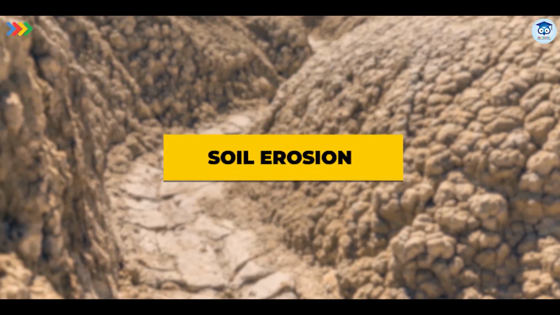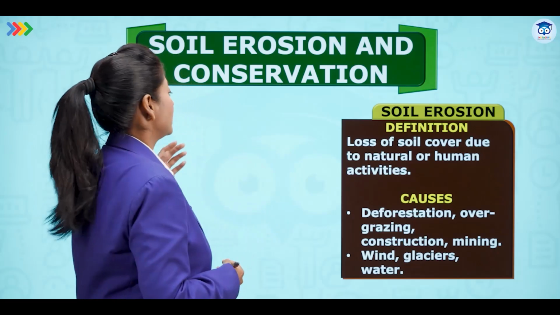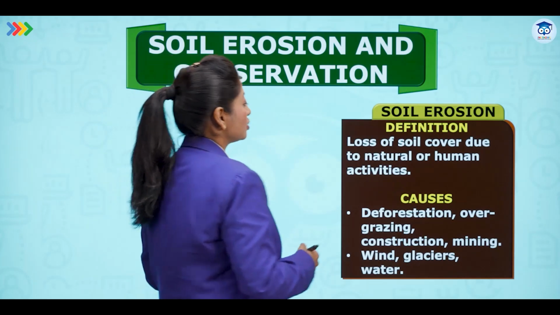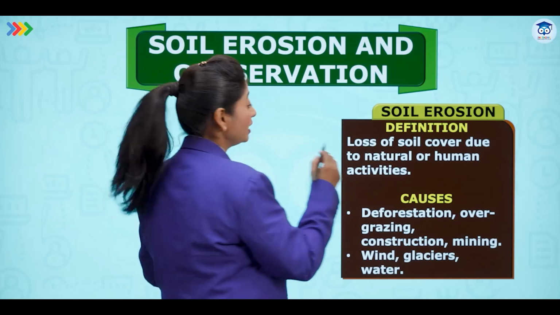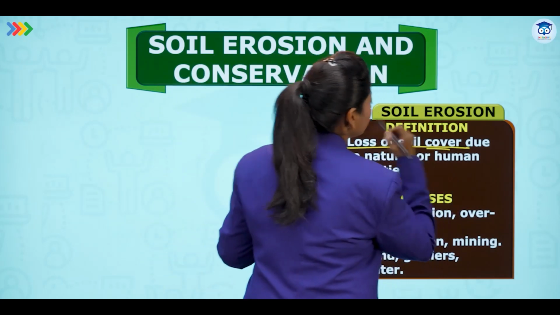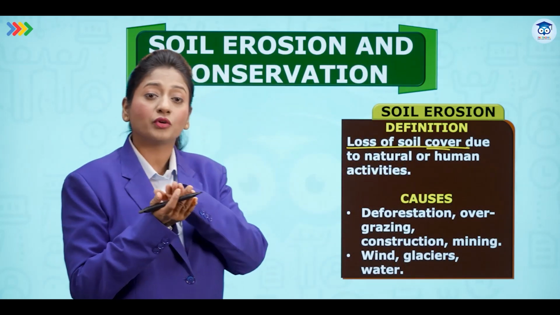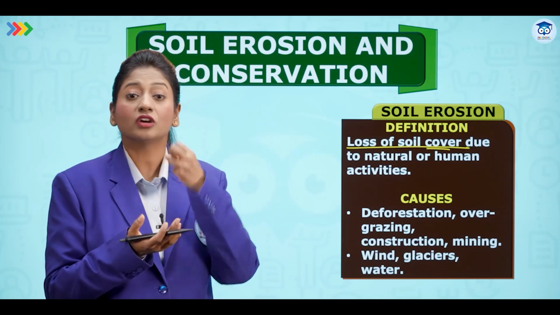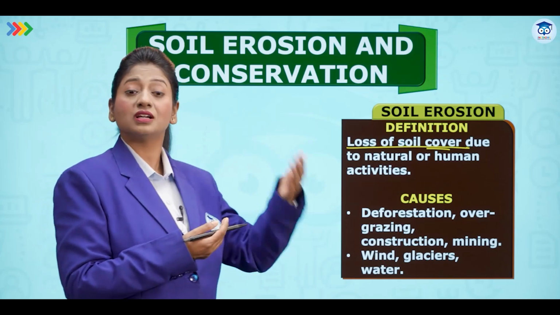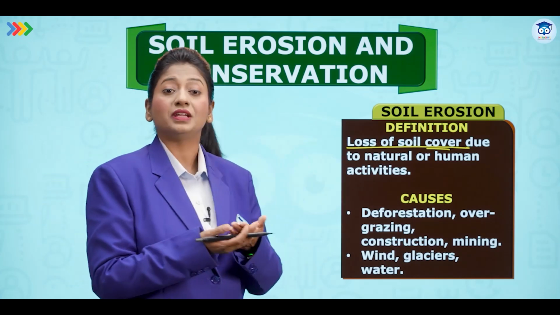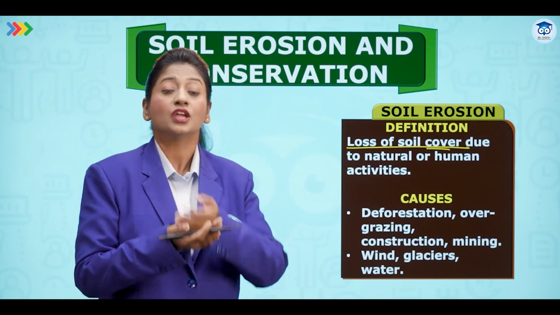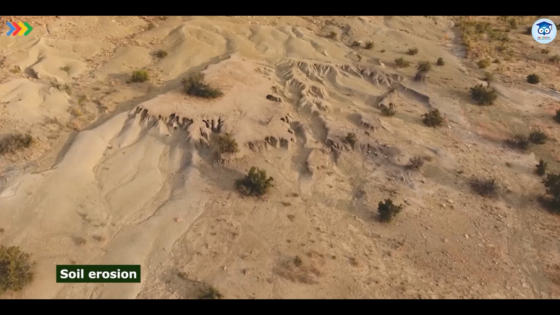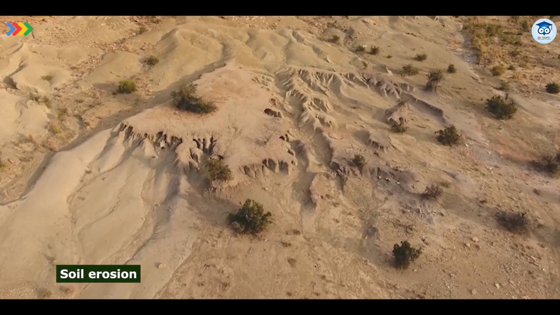Soil erosion. How does this take place? First of all, the definition of soil erosion: loss of soil cover due to natural or human activities. When they talk about soil cover, it means the topmost layer of soil, the most fertile soil containing humus and organic matter, which is required for cultivation of crops. When this layer washes off or gets degraded, that is when you can say soil erosion is taking place, correct?